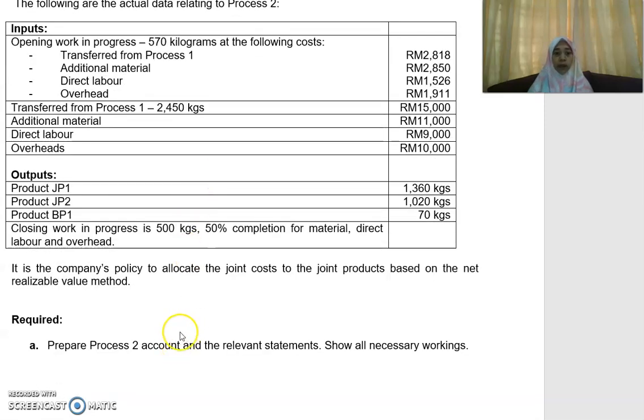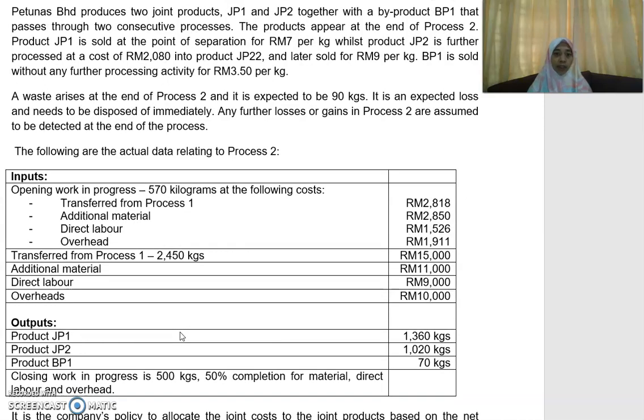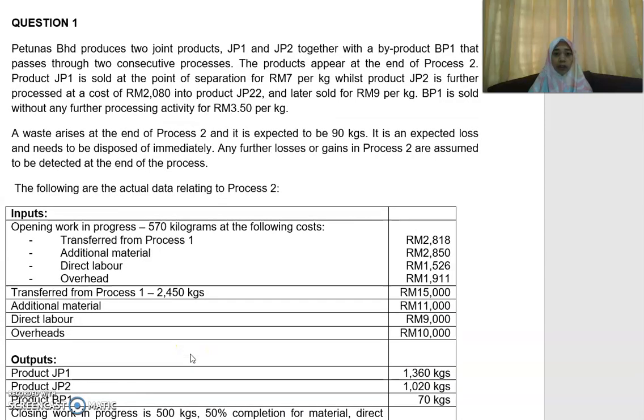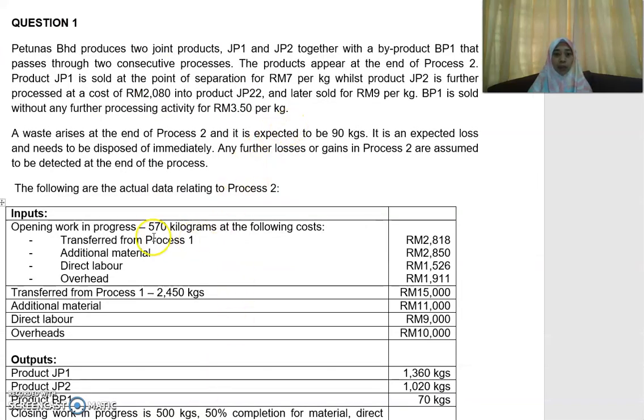Okay, so what is the first step that you need to do when you receive this kind of question? As usual, once you get this question, you have to work out whether you have normal loss, abnormal loss, or abnormal gain. So in terms of the quantity, work out the quantity first. Here you have the opening work in progress given in the question. The opening work in progress is 570 kilograms.